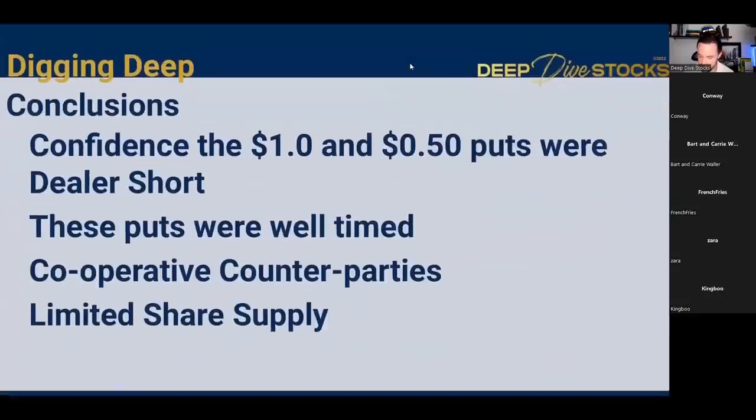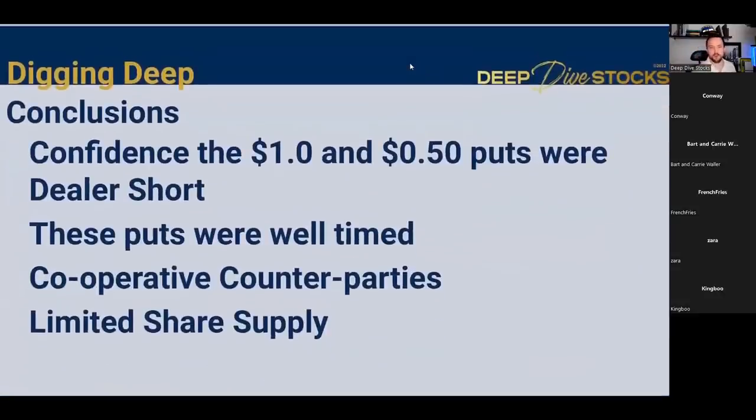Hey, zoom out. I'm pretty confident that the $1 and the 50 cent puts were dealer short. These puts were seemingly very well timed. There does seem to be a cooperative counterparty that can help adjust both liquidity and price action in order to clinch a profitability of these puts.